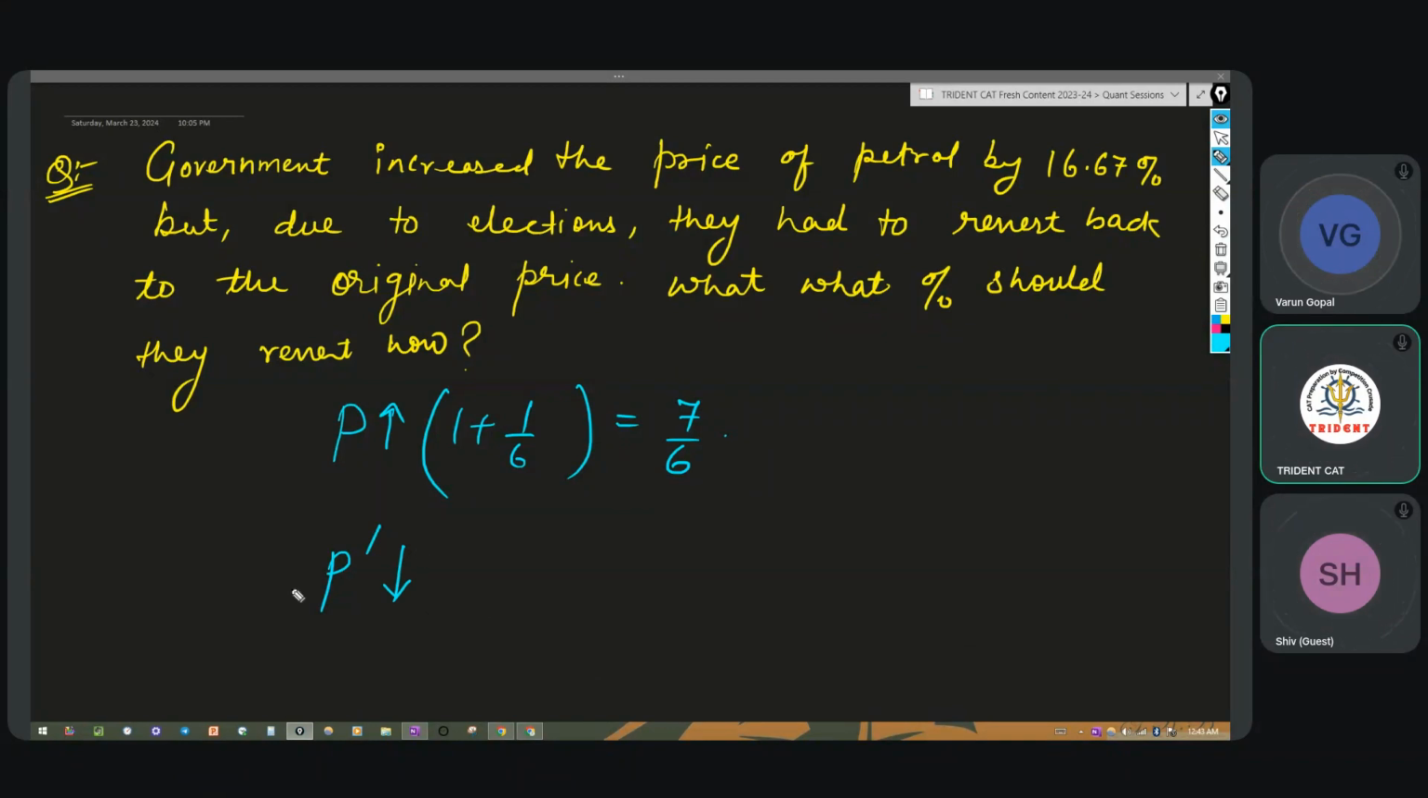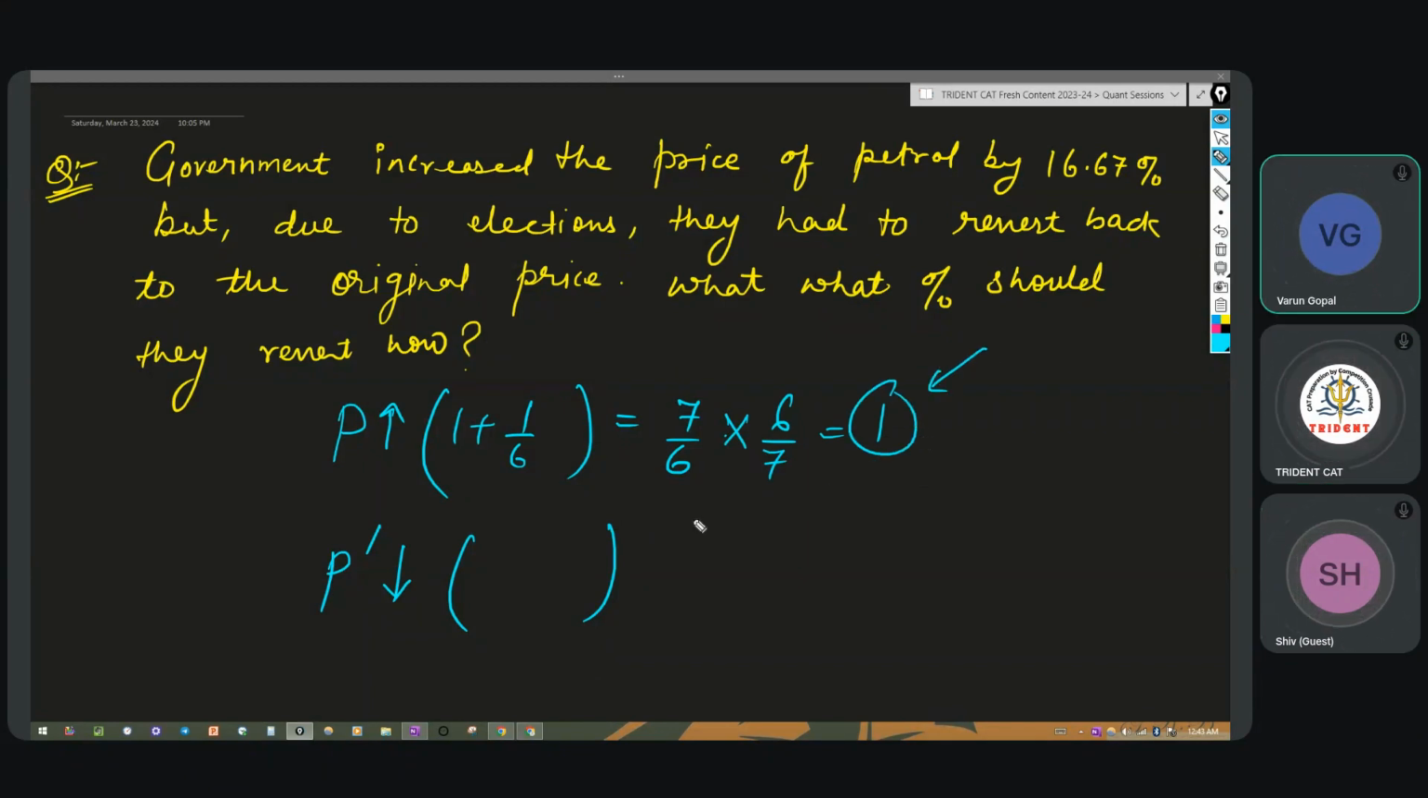Obviously, this is a percentage of the price that needs to go down. By how much will it go down? So this is a reciprocal concept. 6 by 7, multiplied, should give me the original quantity. This is the original quantity.